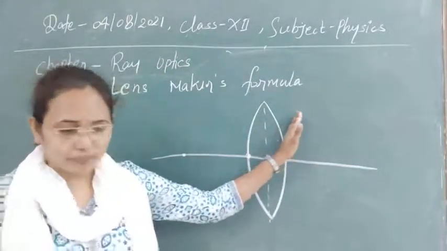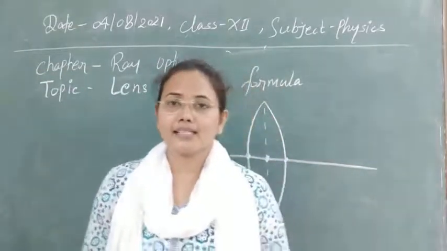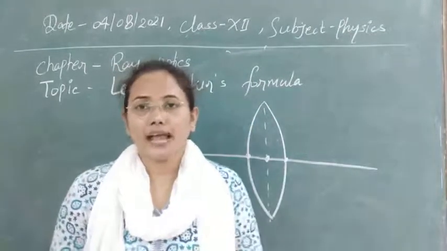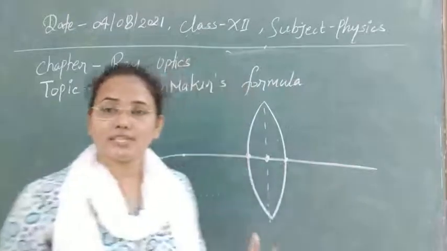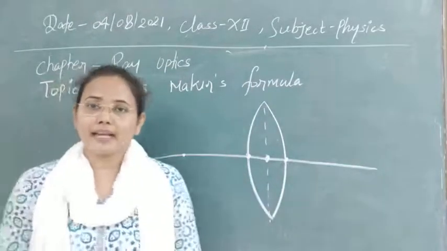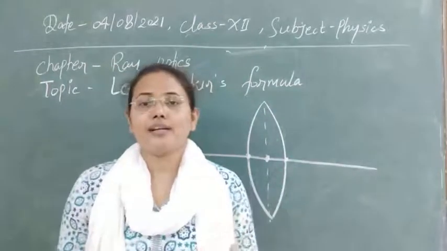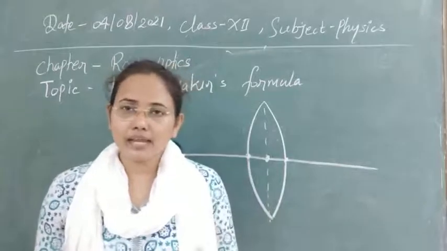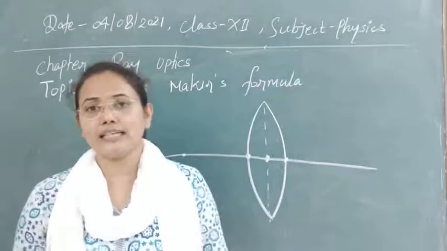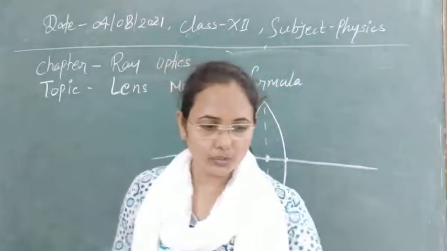Next assumption: all the angles, that is the incident angle and refracting angle made from the normal drawn from the center of curvature of these spherical surfaces, will be taken as very small, so that we can equate sine theta or tan theta to theta only. It means sine theta you can equate to theta, and tan theta you can equate to theta. So we are also going to use these assumptions here.